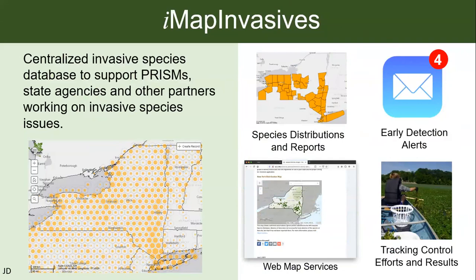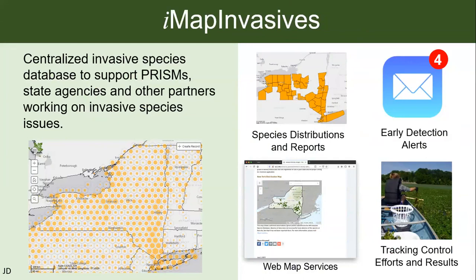They always have a lot of great information and a lot of great efforts going on. And so in iMapInvasives, you can track species distributions and generate reports. That's very useful to go into iMap and see where Tree of Heaven is in New York, for example. People can set up early detection alerts for species and areas that they care about. And you can also do a number of other things, including tracking control efforts and results.